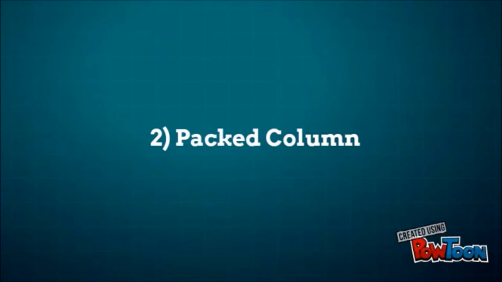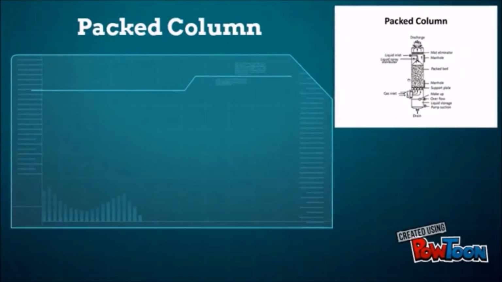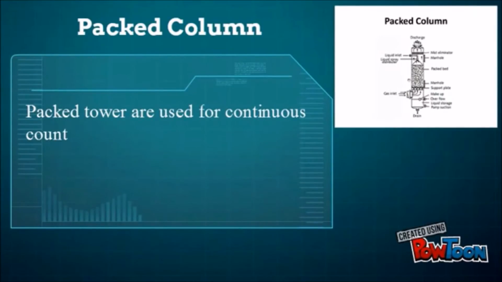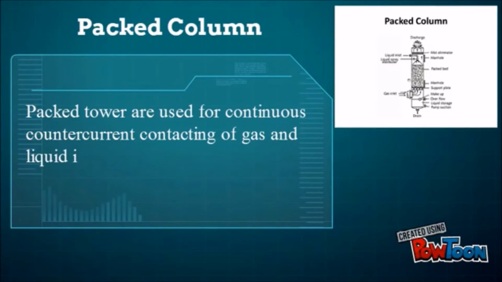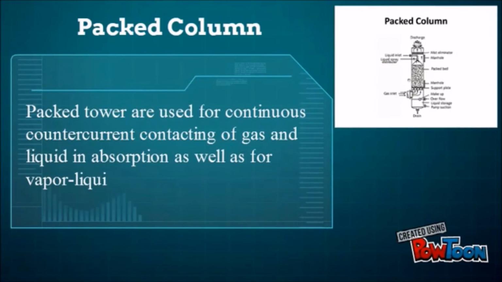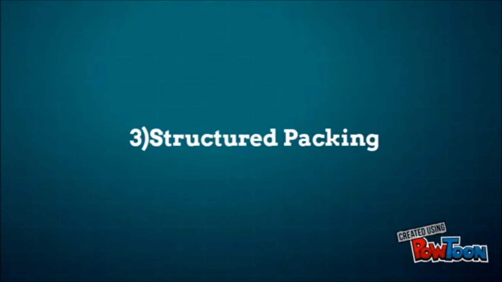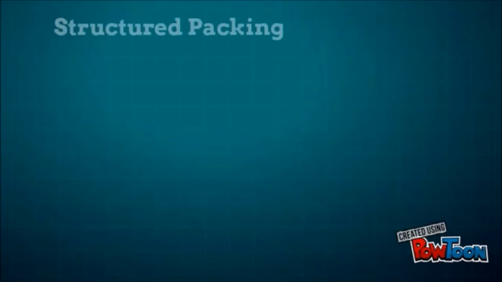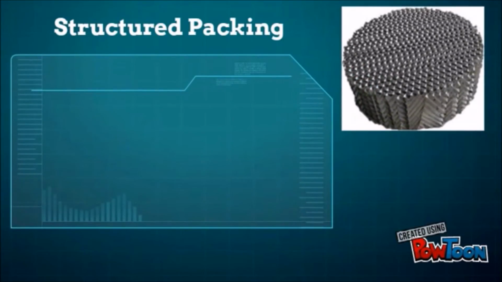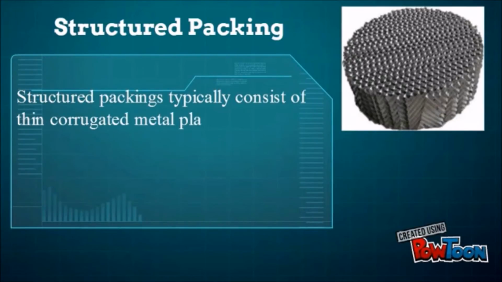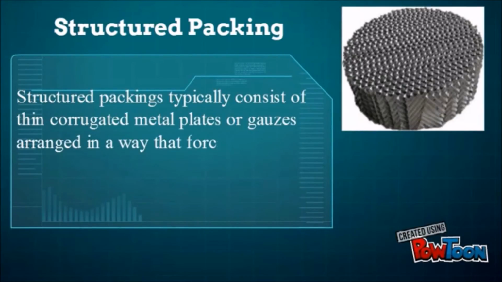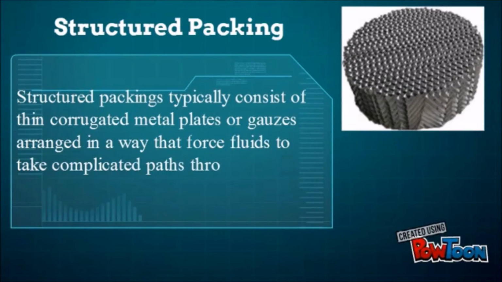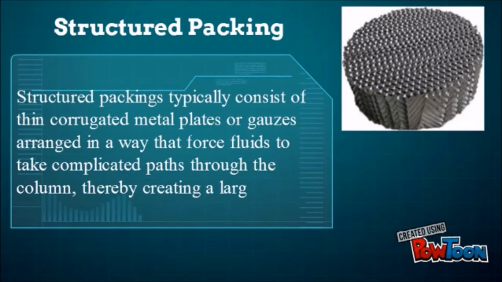Packed column. Packed towers are used for continuous countercurrent contacting of gas and liquid in absorption, as well as for vapor-liquid contacting in distillation. Structured packing. Structured packings typically consist of thin corrugated metal plates or gauzes arranged in a way that forces fluids to take complicated paths through the column, thereby creating a large surface area for contact between different phases.